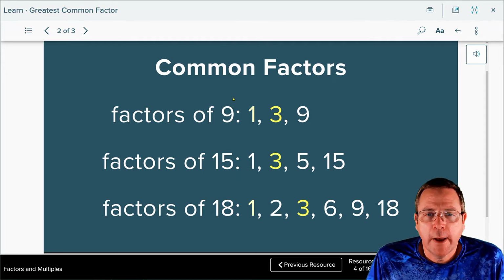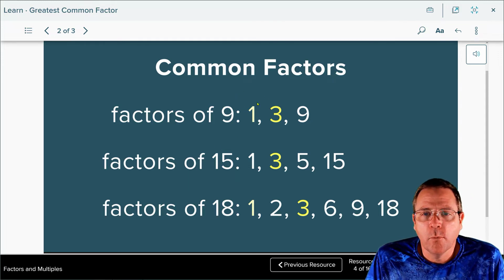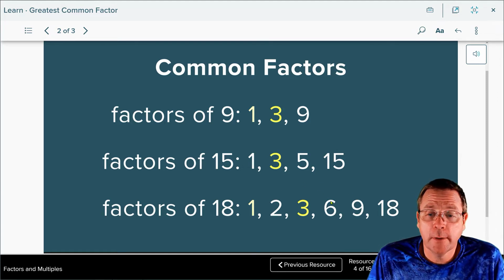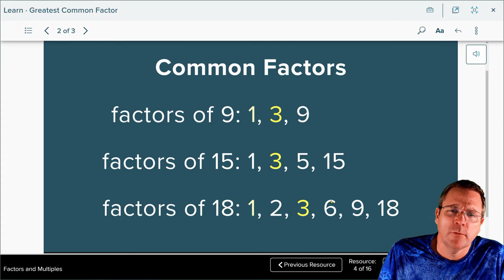The factors of 9, you should have done this in elementary school, were 1 times 9 is 9, and 3 times 3 is 9. 15 is 1 times 15, and 3 times 5. And 18 is 1 times 18, 2 times 9, and 3 times 6. Does that ring a bell from elementary school? Let's keep going.